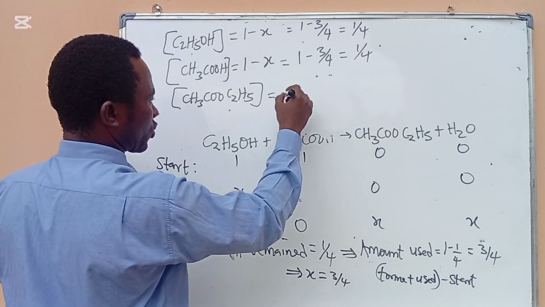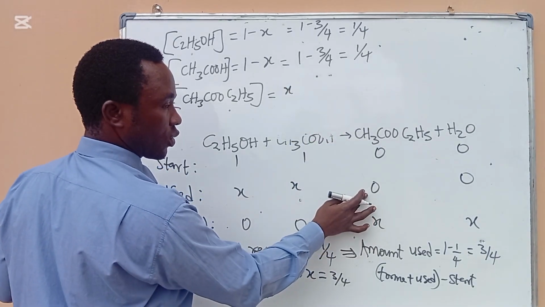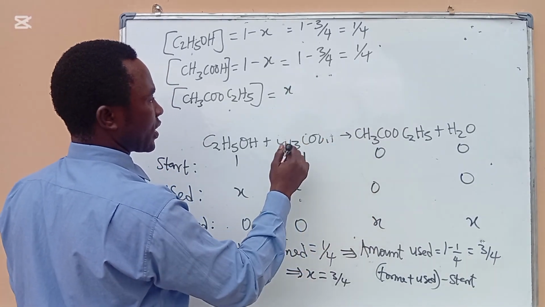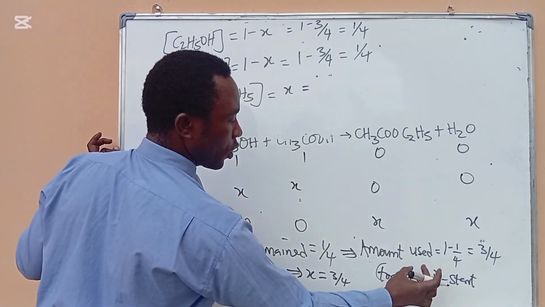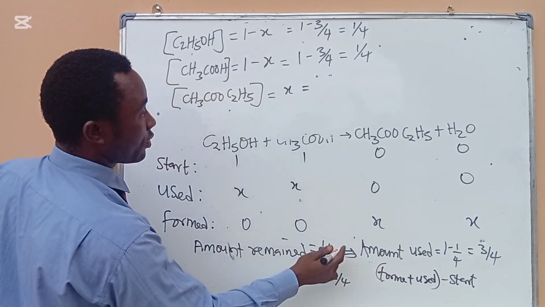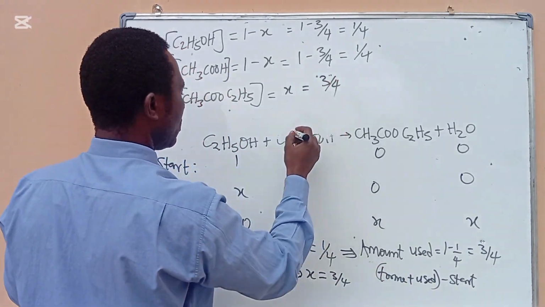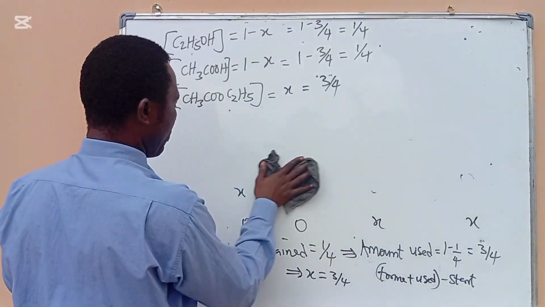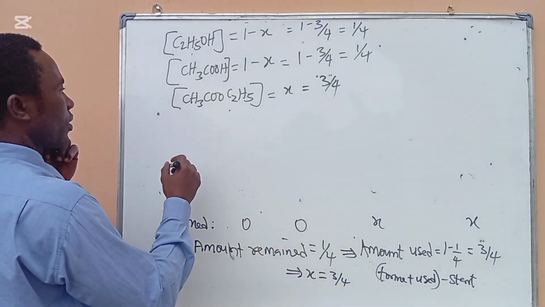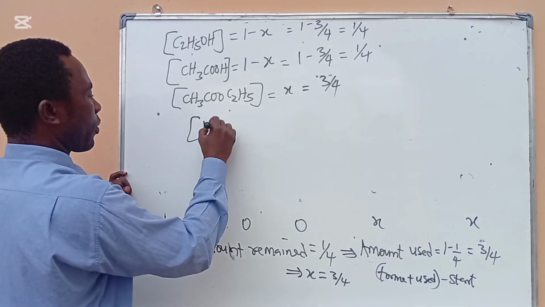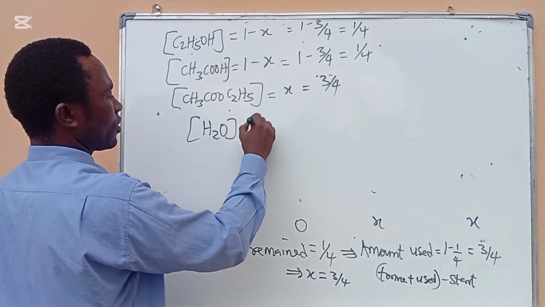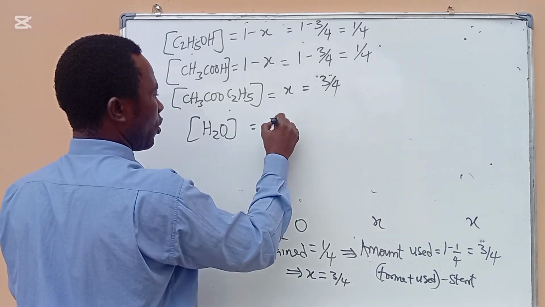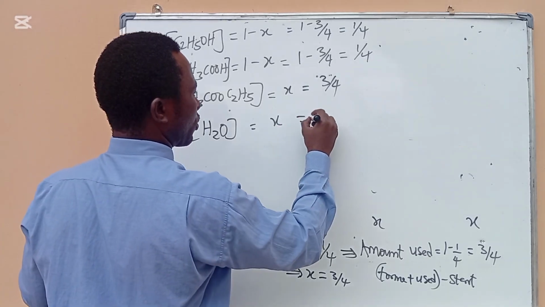So it is this plus this, which is x, minus 0. That will give us x. This plus this is x, and x minus 0 is x. And x has been already obtained to be 3 over 4. Then the same thing goes with water vapor. The water vapor, as a gas, will also be equal to x, which is 3 over 4.